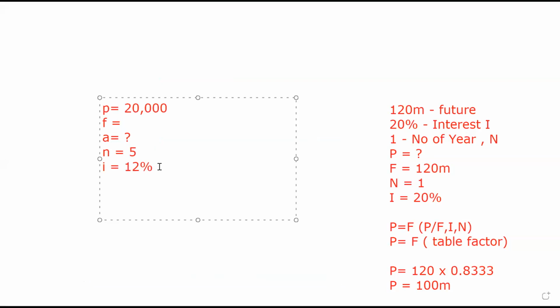So what's the formula? Can somebody call me the formula? What are we looking for? A. What is given? P. Then multiply it by the table factor, which is where you see A over P, given 12%, given 5 years. This time around, can you get me the table factor, everybody? 2.774.